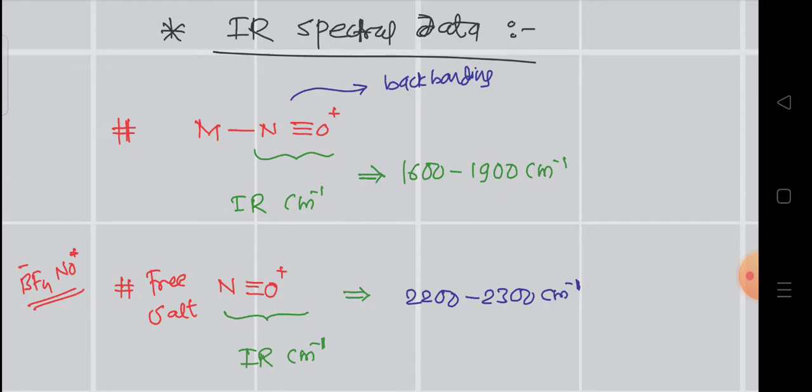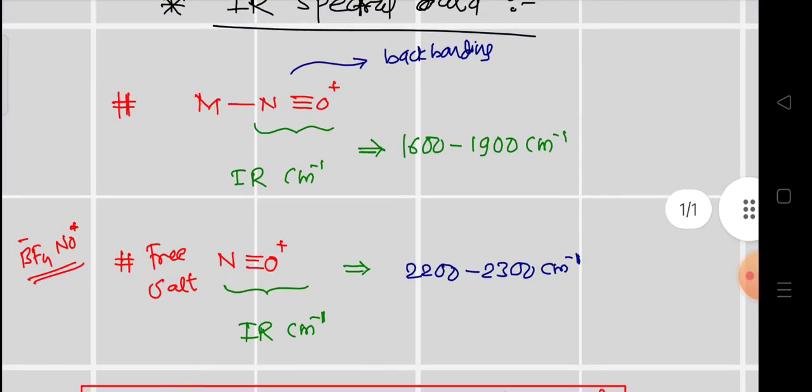Now what will happen when that NO is bonded with the metal ion? Due to the back bonding, the IR frequency is reduced towards 1600 to 1900. Remember this one. And if we compare with metal carbonyls, the frequency is in the region of 1900 to 2100. So look at this difference. That means the strength of back bonding in metal nitrosyl complexes is more than in metal carbonyl complexes.